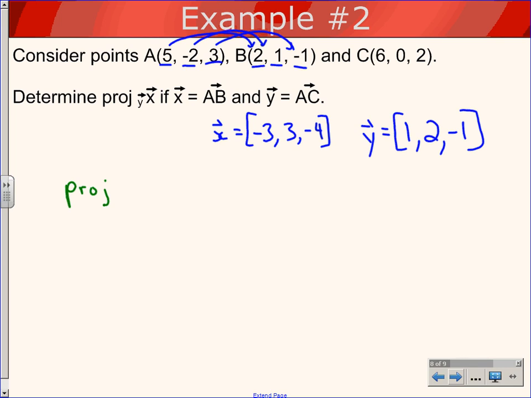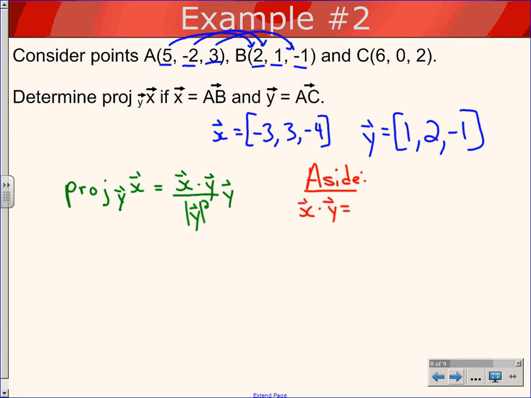How do we calculate the projection of x onto y? Well, our formula was dot product on the top, magnitude of the vector squared on the bottom, and that's the vector that we're projecting onto, and then times that by vector y. So we're going to do some more work on the side. This is the way I like to do it anyway.